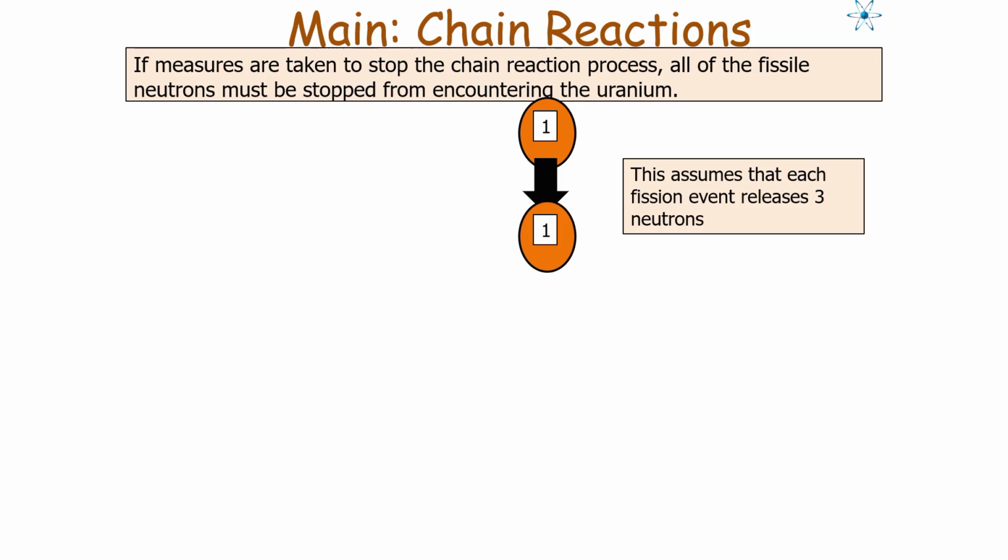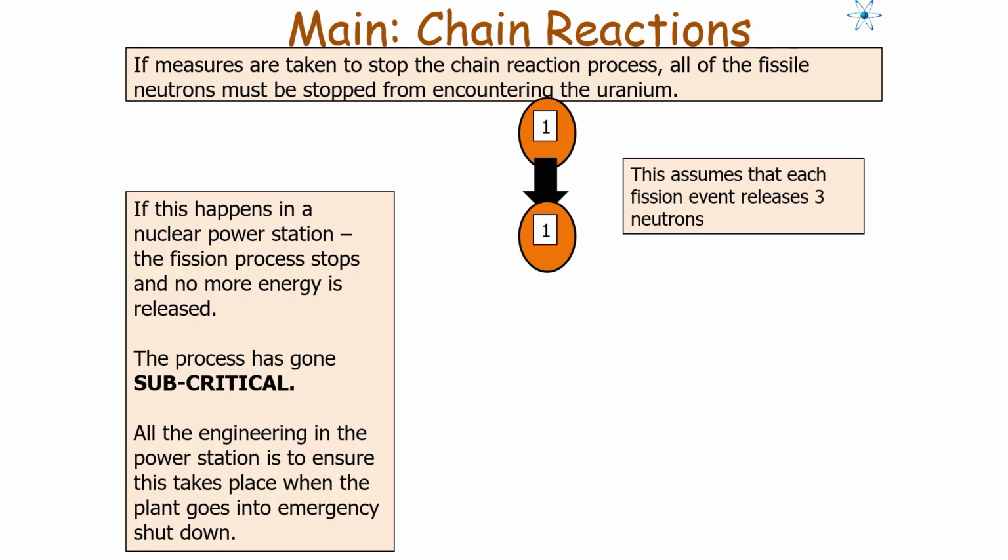Now if measures are needed to stop the chain reaction process, all of our fissile neutrons must be stopped from encountering the uranium, so it'll go from 1 to 1 and then eventually stop. So if this happens in a nuclear power station, the fission process stops and no more energy is released by the fission process. So our process has gone subcritical.